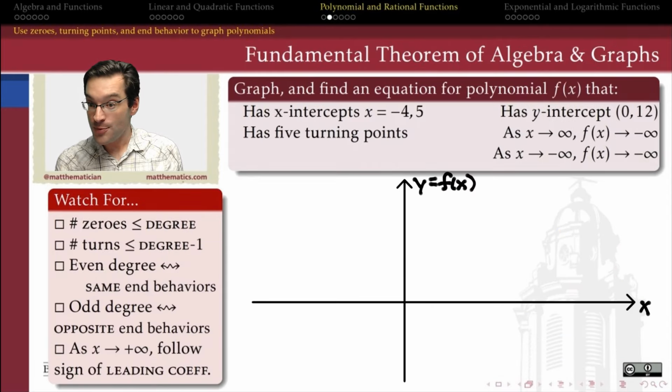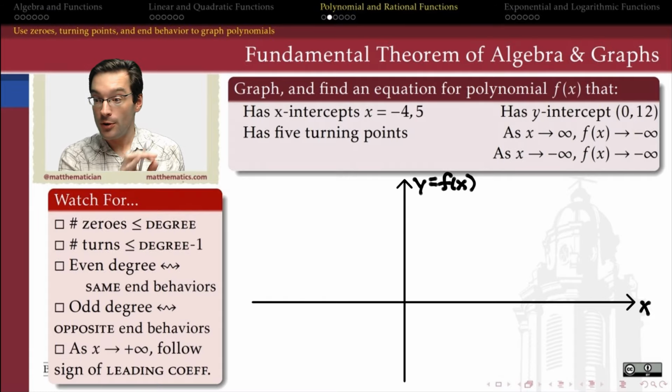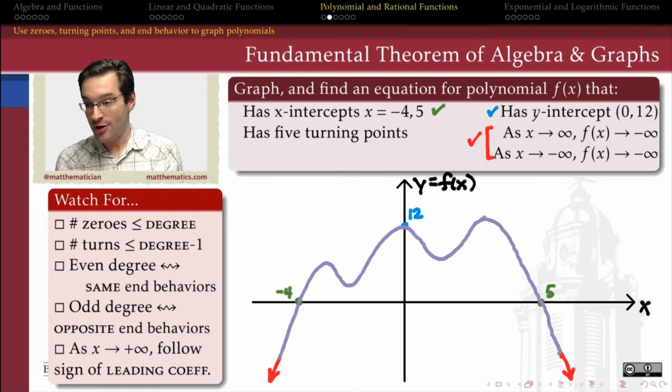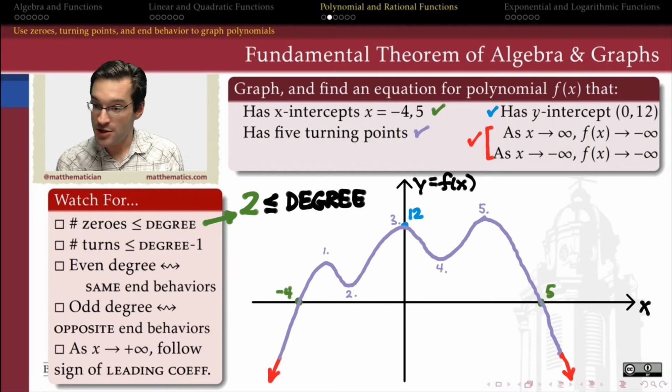The fundamental theorem of algebra also constrains the relationship between the degree of a polynomial and its number of zeros and its number of turning points. For example, if I want to come up with a graph that does all these things, it has these two x-intercepts, it has this end behavior, it has a y-intercept right there, and it also has 5 turning points. So I'm going to place these 5 max and min points on my graph. Right? So my graph is going to look roughly like this. Can I come up with an equation that does this?